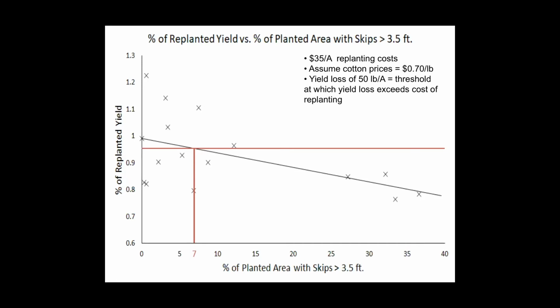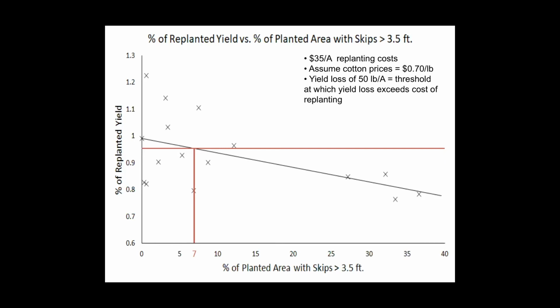And so we're correlating those two, and we're drawing our regression line here to where it meets the point where the cost of replanting is equal to that yield. So if you take $35 an acre as your replanting cost, and that was based on a survey of several growers, and you assume cotton prices of 70 cents, so we're lower than that currently.